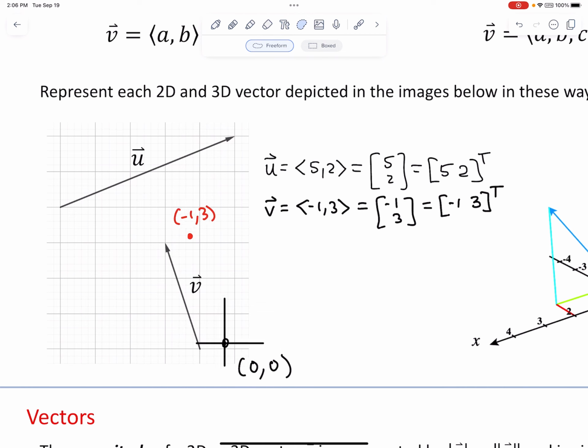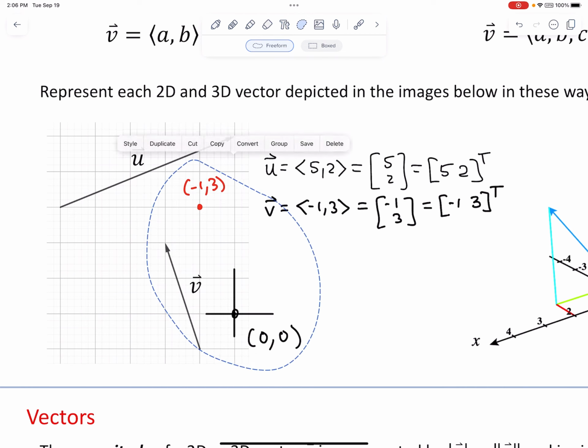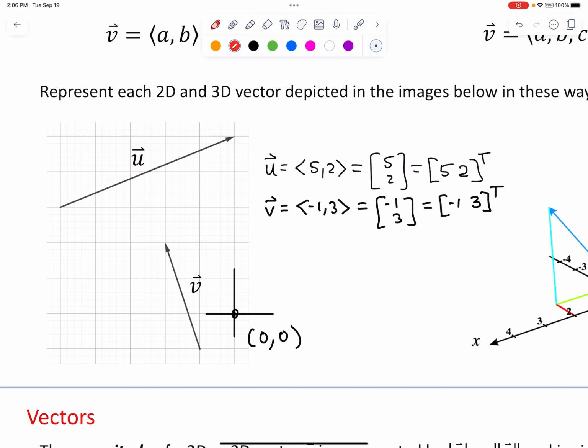If I reposition my frame of reference to being like this, then our vector v would have a tail at -1, -1, and a head at -2, 2. So vectors don't necessarily need to start at the origin, but this vector would still have components -1 and 3, because to get from the tail to the head, you would go left 1 and up 3.